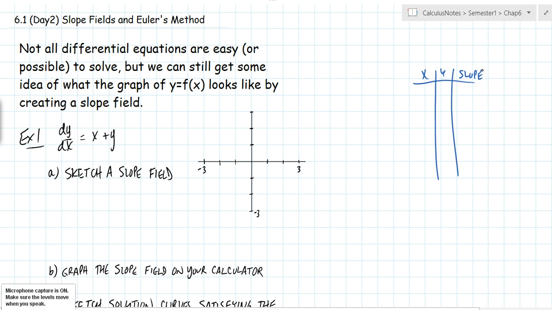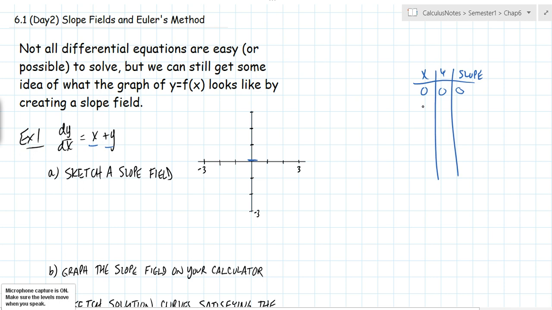If this curve happens to go through the point 0, 0, we don't know if it does or not, but if it does, its slope would be the x value plus the y value, so that is 0. So if the slope is 0 as the graph passes through 0, 0, it would have a horizontal slope indicator.